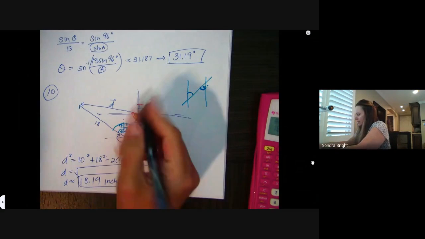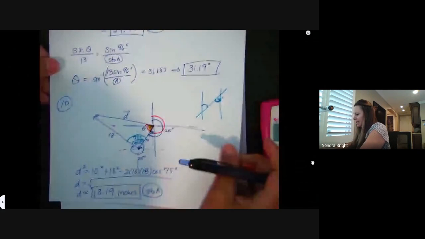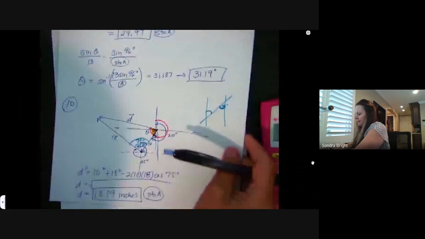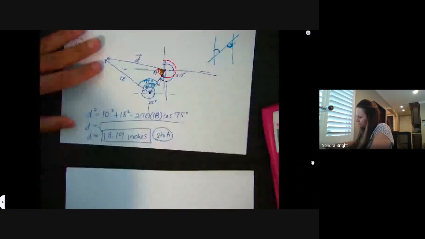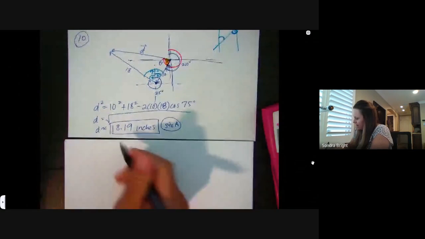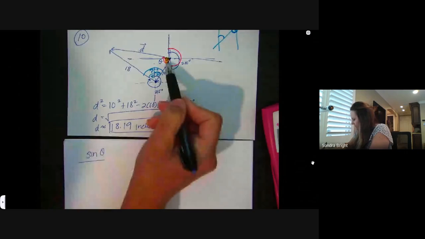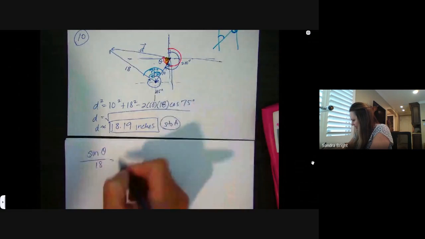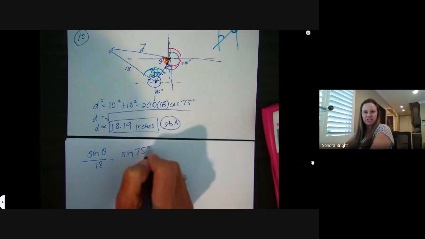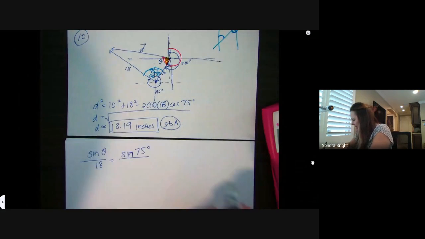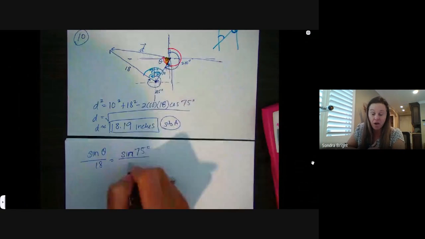And I'll find it. And then the bearing for this problem will be 210 plus that angle. All right, so finding the angle, I can use law of sines. Sine of theta over 18 is equal to sine of 75 degrees over that stored value that I just found for the displacement. It's the 18.19, right? But if you put 18.19 in there, you're going to be off. Your answer will be off.